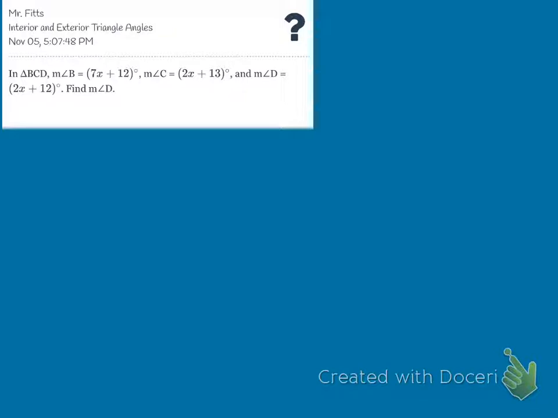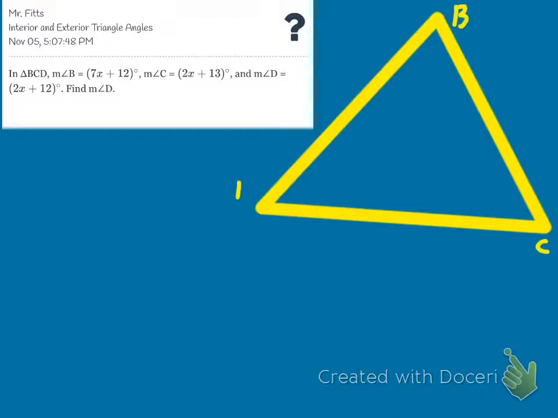It says, in triangle BCD, measure of angle B is 7x plus 12 degrees. Measure of angle C is 2x plus 13 degrees, and the measure of angle D is 2x plus 12 degrees. And we want to find the measure of angle D. So let's go ahead and draw the picture. Again, in geometry, it always helps to draw the diagram. So here's triangle BCD, and 7x plus 12 is this angle B.